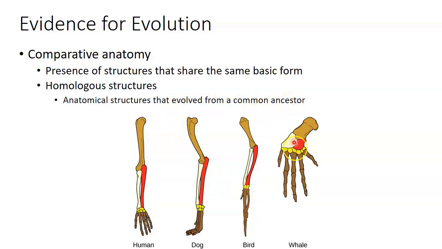Okay, and that's very interesting because whales are aquatic organisms, humans and dogs live on land, and birds fly. So all very, very different organisms, but again, we share a common ancestor. And again, that is based on comparative anatomy, looking at anatomical structures in these different organisms. And again, this term homologous, these are structures that have evolved from a common ancestor.